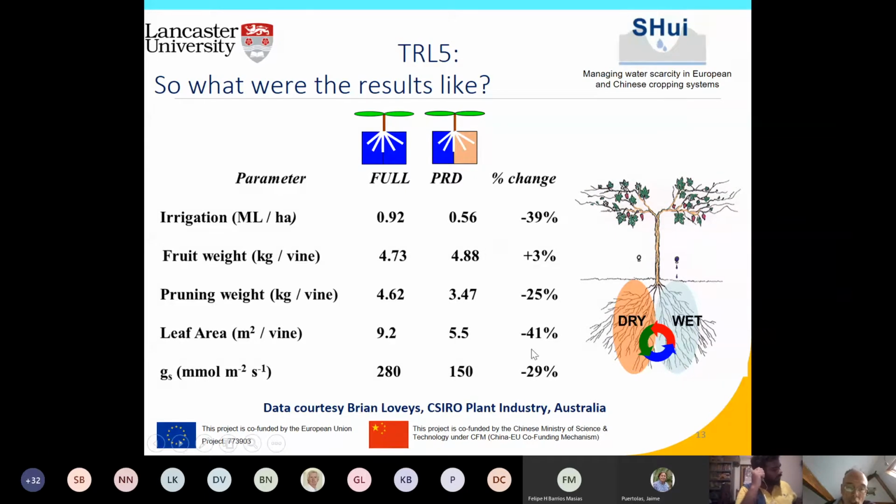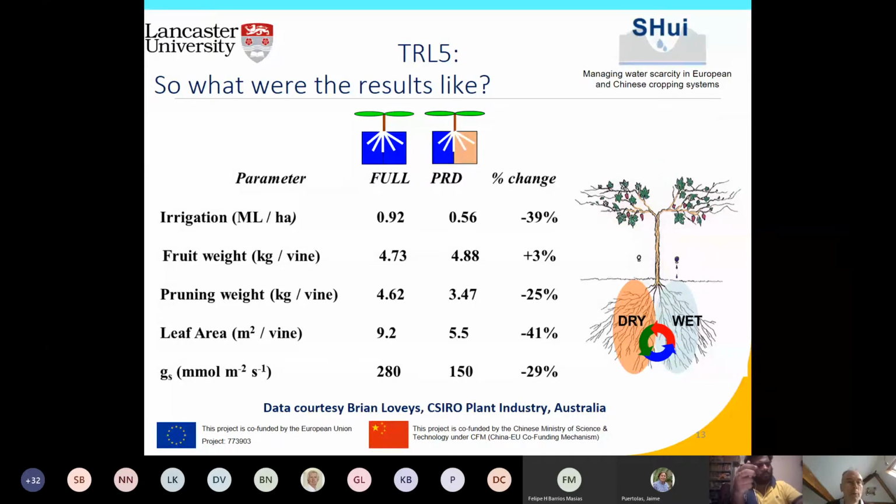So you can see a reduction in leaf area, a reduction in pruning weight, but also a reduction in stomatal conductance. And so by reducing leaf area and reducing stomatal conductance by applying the partial root zone drying, the plants actually used less water, and this is probably how this reduction in irrigation managed to be achieved. Now, of course, for those that love wine out there, you would recognize that it's more than just about determining the amount of yield of the berries.